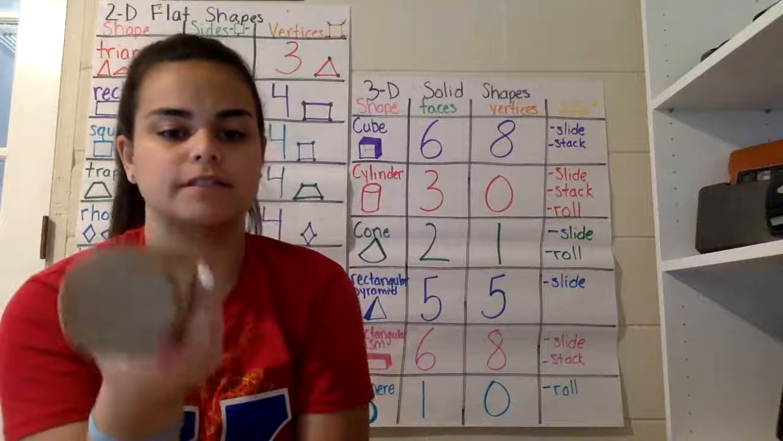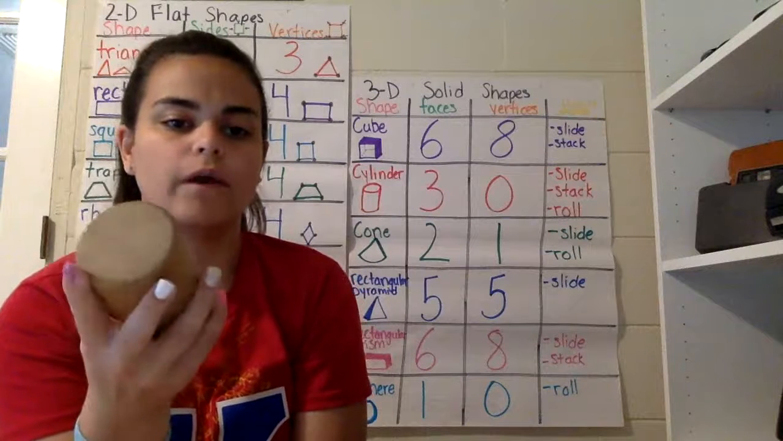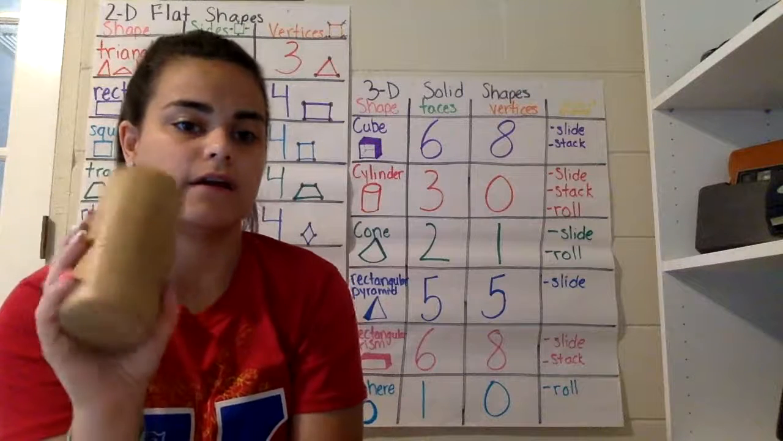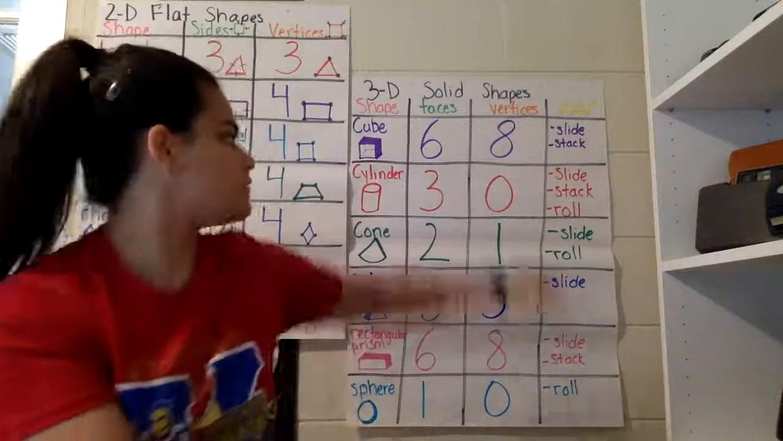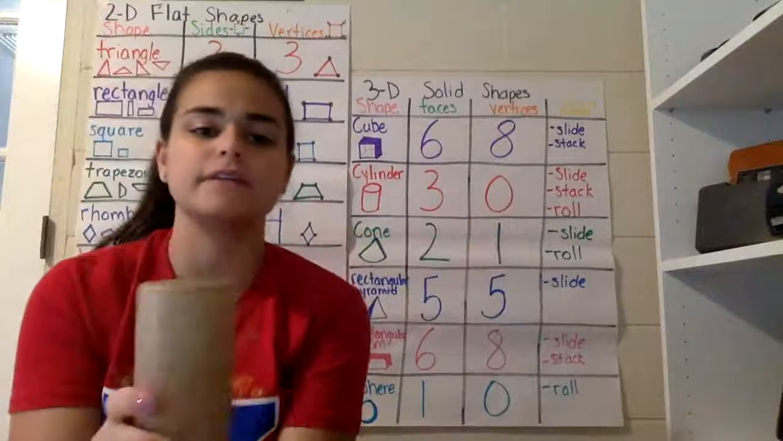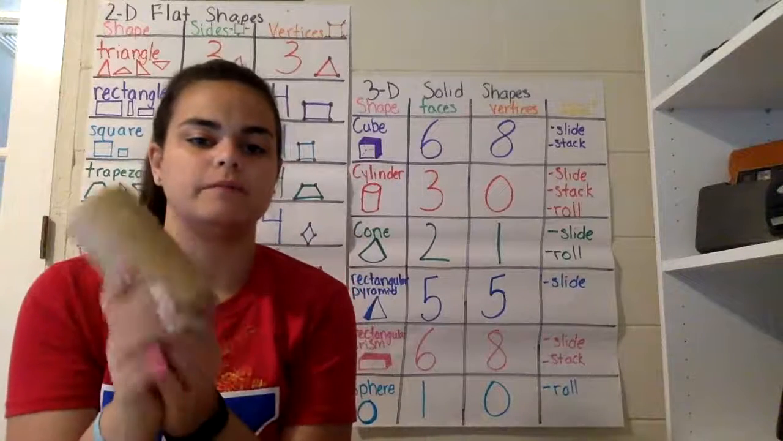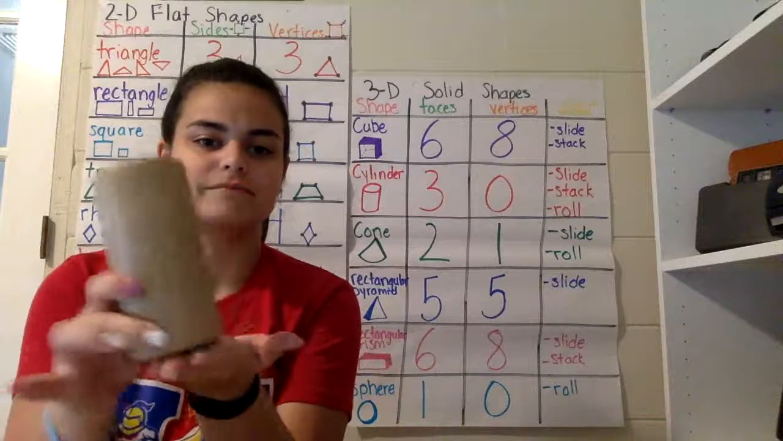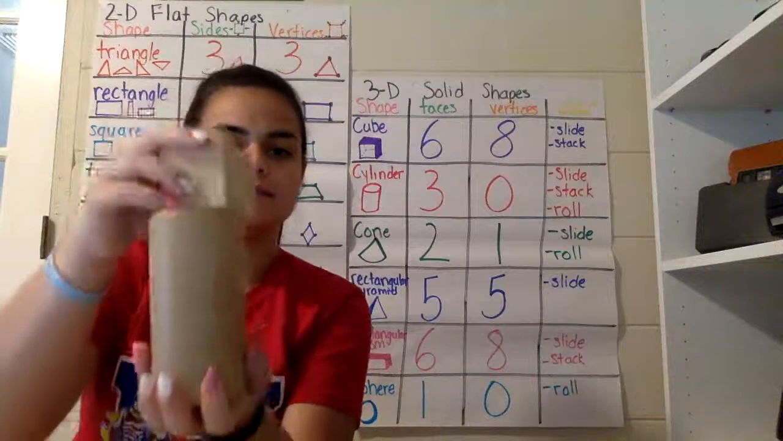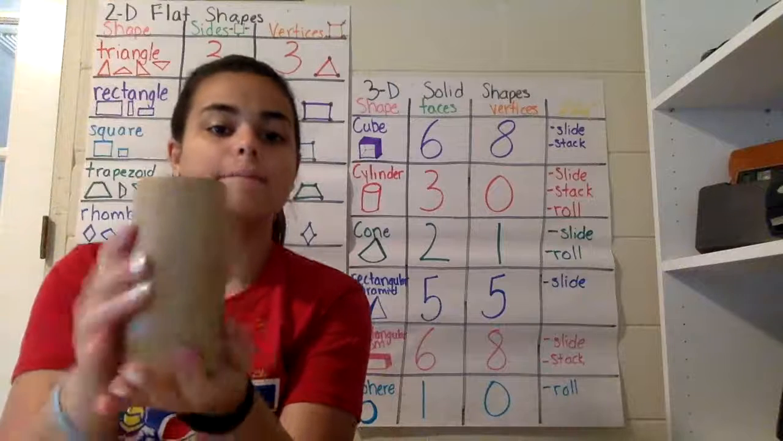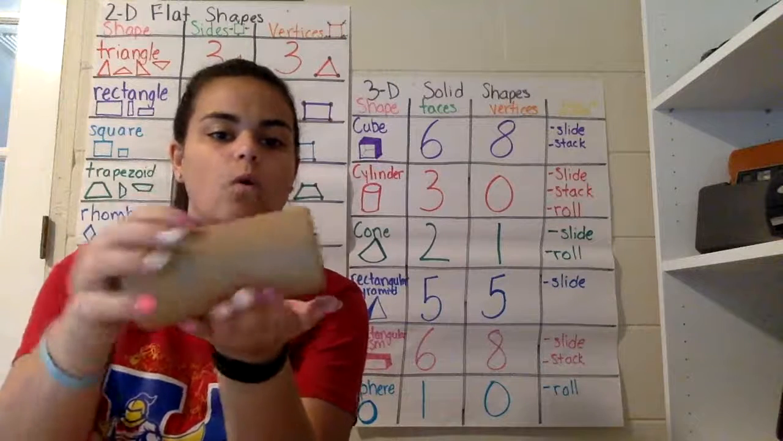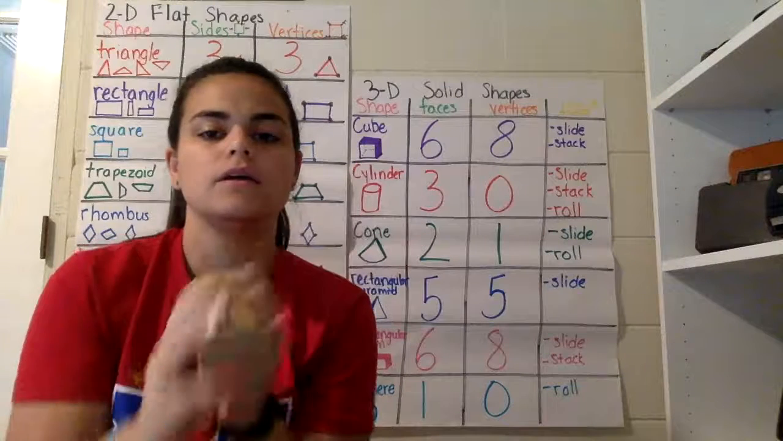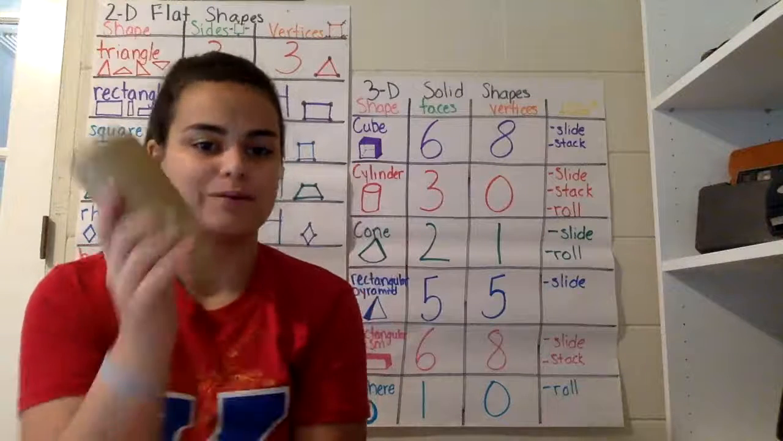Does it have any vertices? Does it have any points where the straight lines go together? No, because it has no straight lines in here, okay? So it's 0 vertices. And the cylinder is one of my favorite shapes because it can do all 3. It can slide, right? It can stack, but it can also roll, okay? So it can slide, it can stack, and it can roll. So that's why I like the cylinder.